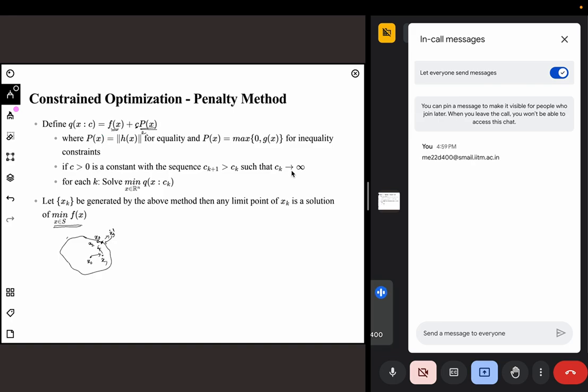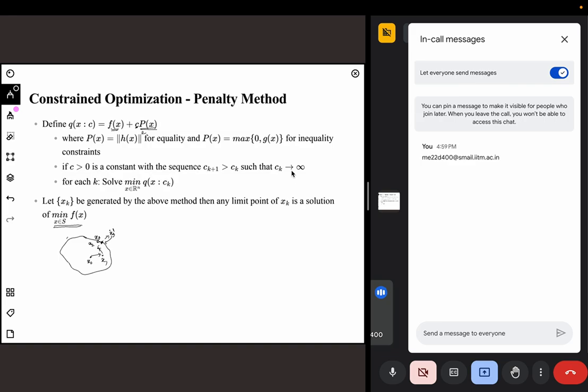Whenever you move away from the feasible region, both these terms will add up to my penalty term, and that will drive my optimization algorithm to minimize P. Eventually, that P will be 0 when h of x equals 0 and g of x is less than or equal to 0. Then it will be equivalent to solving the original problem.